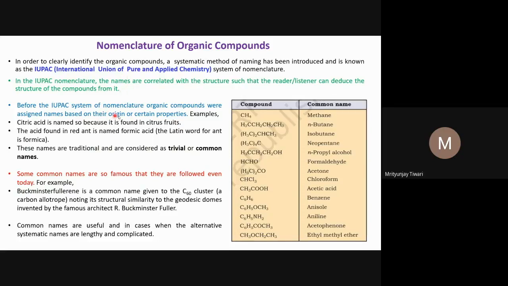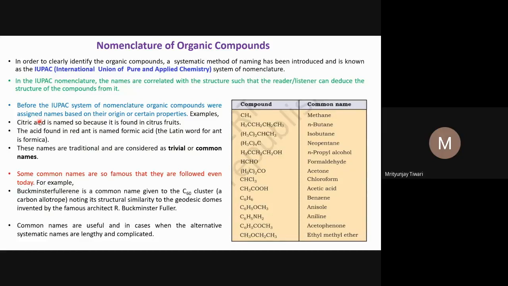Before the IUPAC system of nomenclature, organic compounds were assigned names based on their origin or certain properties. For example, citric acid: there are citrus fruits like oranges and lemons, and the acid found in these citrus fruits is called citric acid. Based on the origin from which fruits and plants this acid is extracted, it is called citric acid.